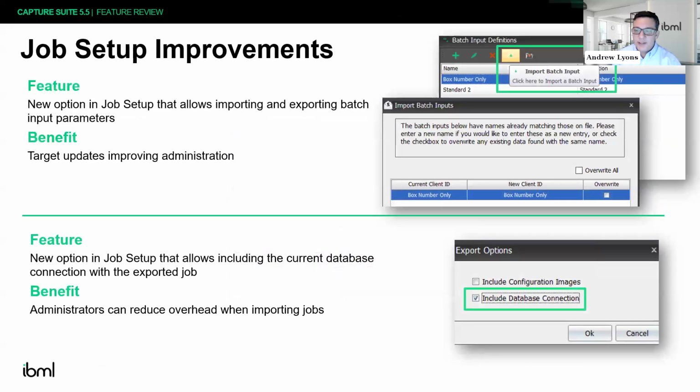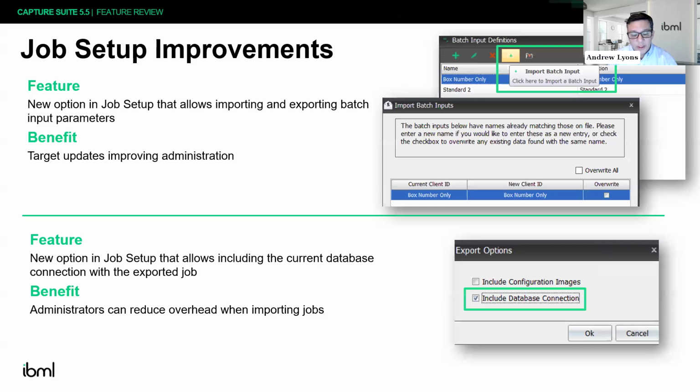All right, continuing with some administration job setup improvements. You now have the ability to import and export batch input parameters. Previously this came with the job. Now, if you want to target a batch input update across multiple databases, or you ask us to send you an update, we can send you something very targeted versus an entire job, simplifying the process to get this into production and into your environment.